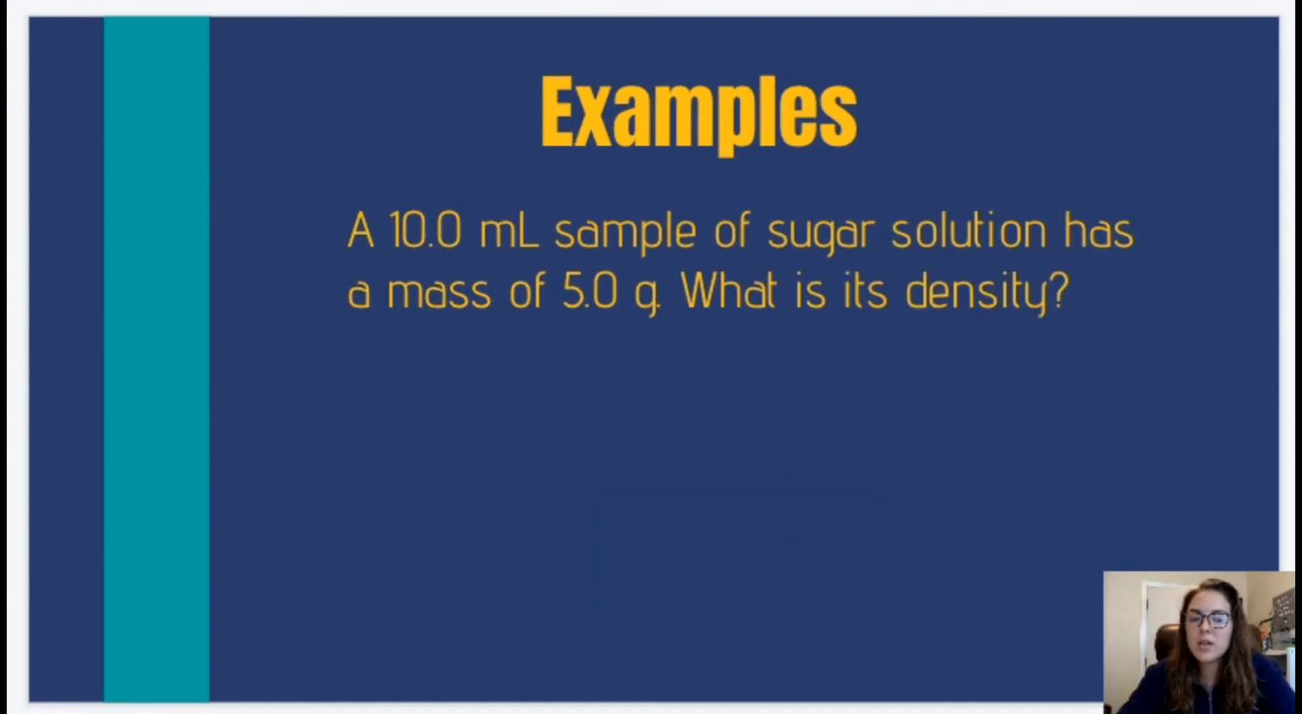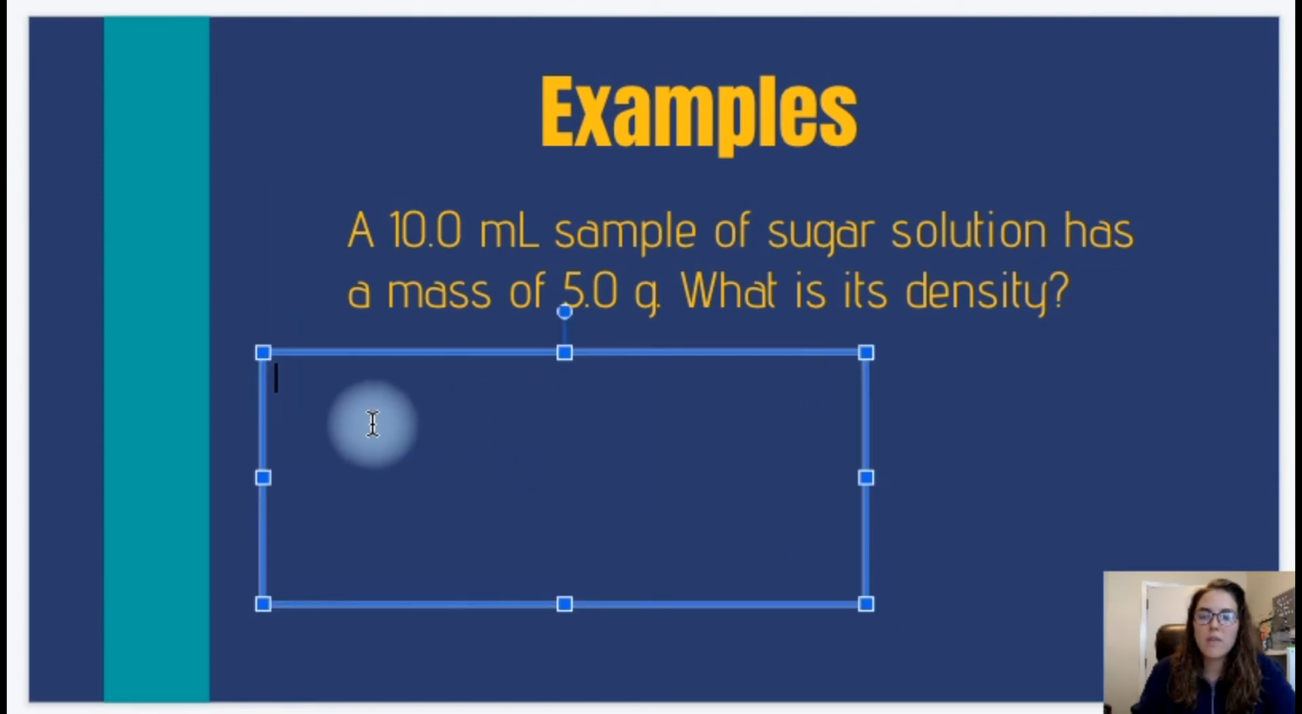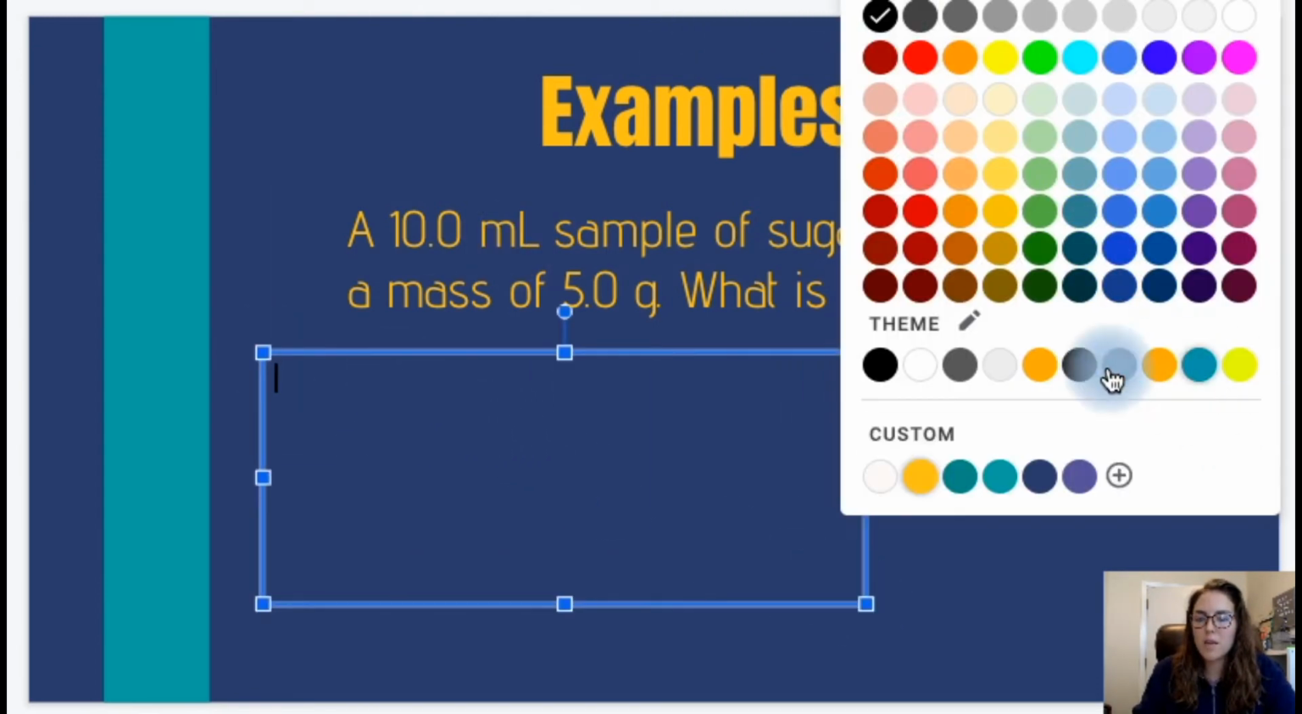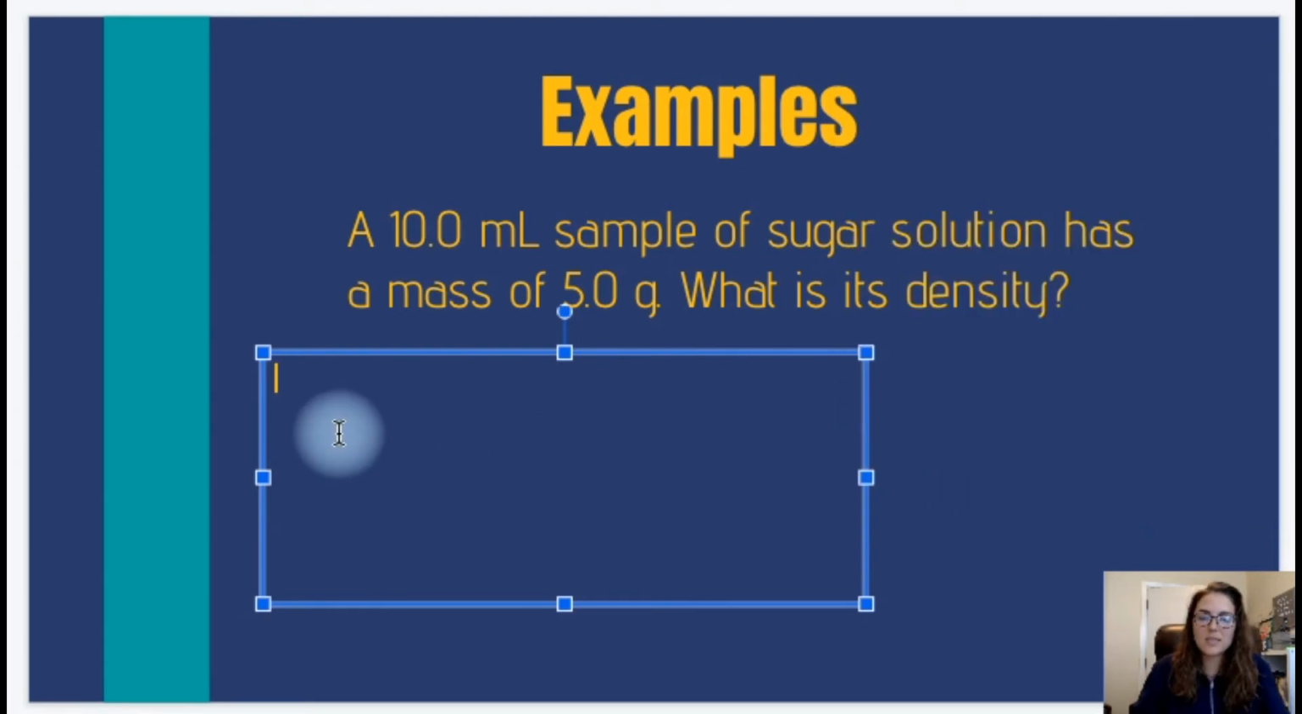a 10 milliliter sample of sugar solution has a mass of 5.0 grams. What is its density? Okay. So in this case, what I want to do is I want to say, okay, first, what is my equation, right? So what is its density? Well, density equals mass divided by volume. Okay. And we know that from that last slide and also from our triangle.